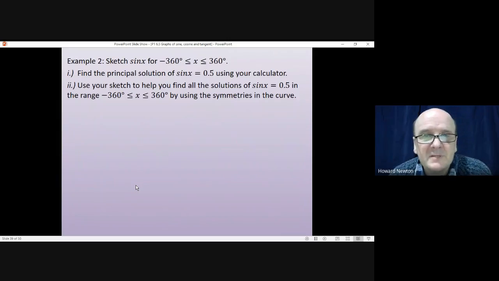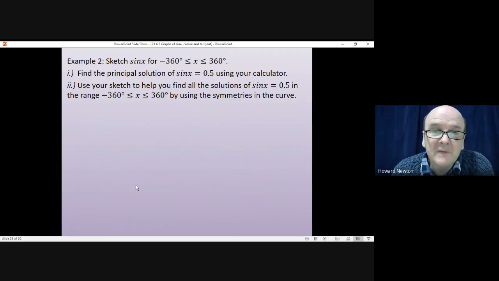Okay, one more example of how this is used in practice. Find the principal solution of sine x equals 0.5 by using your calculator, and then use your sketch of sine x from -360 to +360 to help you find all the solutions of sine x equals 0.5 in that range from -360 to +360. And do that by using the symmetries in the curve. I'll let you have a go at doing that yourself first, and then I'll explain exactly what I mean to you. So pause the video and come back to me again when you're ready.